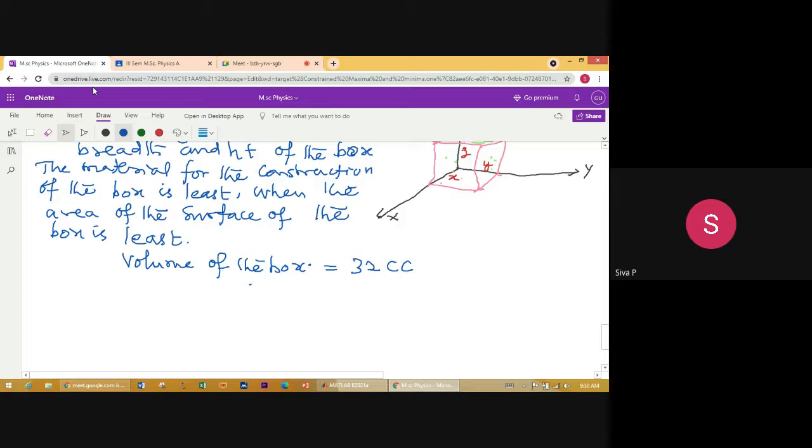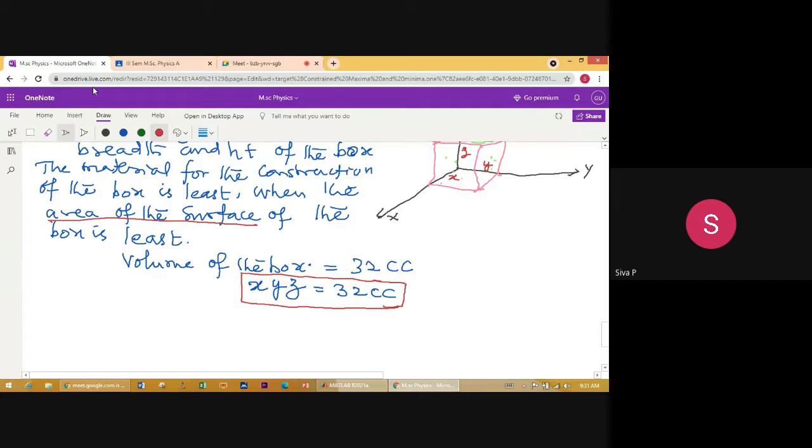What is the volume of the box? xyz is 32 cc. This is the constraint. Within this constraint only, you have to take. But see, the material for the construction of the box is least when the area of the surface of the box is least. So what is the area of the surface?